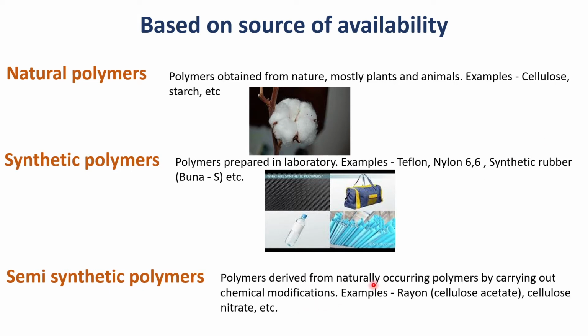Semi-synthetic polymers are derived from naturally occurring polymers by carrying out chemical modification. Basically, the raw material is derived from nature and is somewhat chemically modified to generate a better quality of polymer. So that is called a semi-synthetic polymer. Examples include rayon that we use in our clothes, which makes them durable. Cotton clothes are not that durable, but rayon ones are more durable. Cellulose nitrate, etc. These are the examples. Coming to the second category, the classification of polymers based on the structure of polymers.